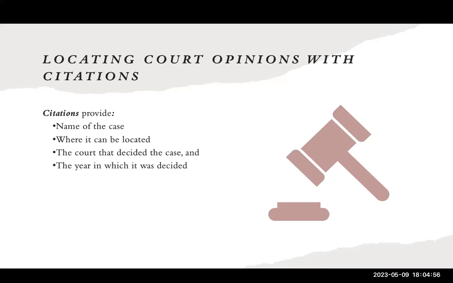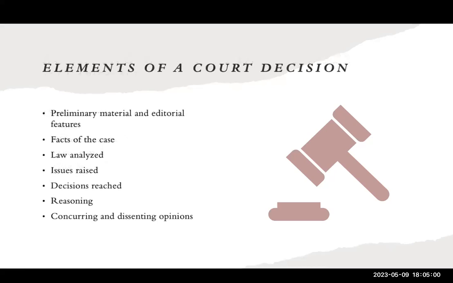discussion in the textbook when we're looking at court decisions and reading them. There are several of them in the textbook, including a very short United States Supreme Court decision, McBoyle versus United States, at page 372, and Texas versus Johnson at page 376. You'll see that typically the court decisions include preliminary material and editorial features. Oftentimes, this will include a summary of the opinion, followed by the facts of the case, a discussion of the law, the issues, the decision, the reasoning behind the decision, and finally, concurring and dissenting opinions.